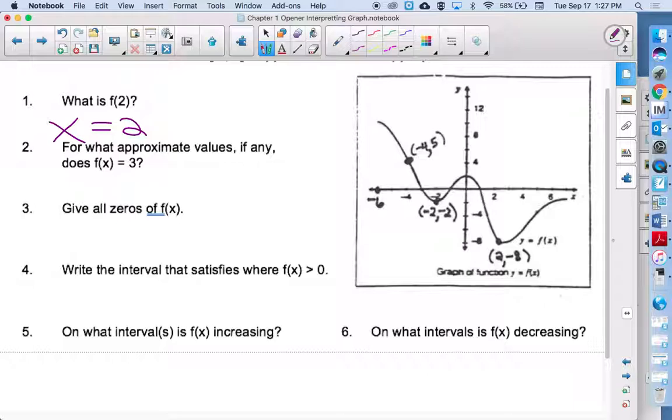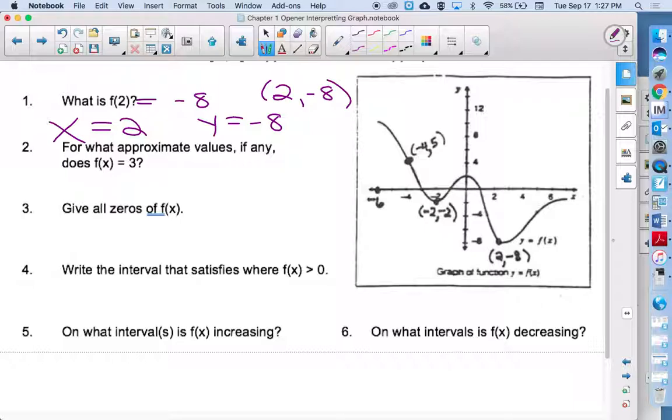an ordered pair. So Kevin, if x is equal to 2, f of 2 is equal to -8. Or you could say y is equal to -8. Or you could say the ordered pair is (2, -8). So any way you want to notate that makes it an ordered pair. Alright, so the second one.